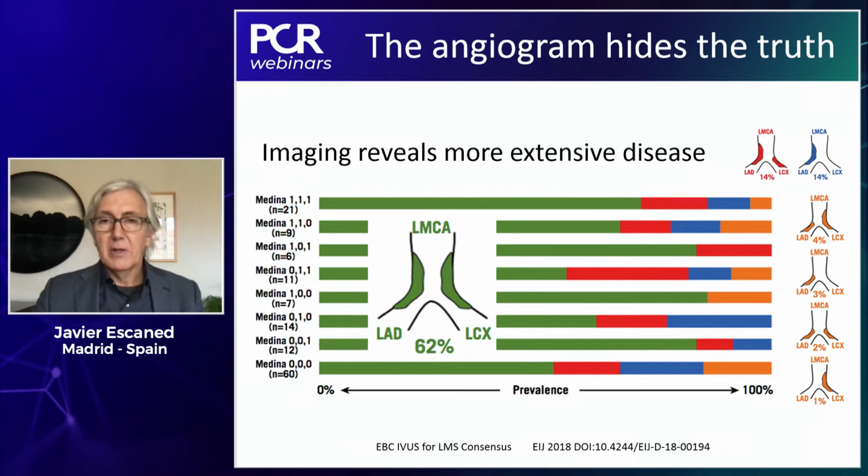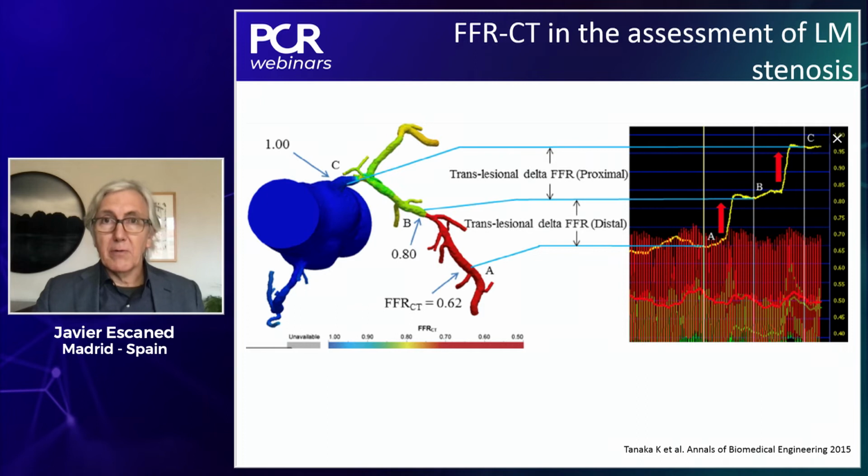So you have, so to speak, an IVUS Medina 111 in 2/3 of the cases with left main stenosis. And this, of course, may have enormous implications for your stenting technique in achieving an optimal result from an imaging perspective, etc. Again, emphasizing the importance of intracoronary imaging to get a much better picture of what is the substrate of left main disease.